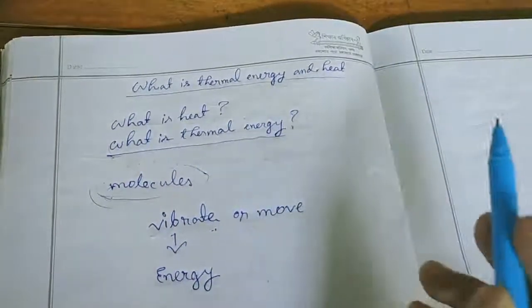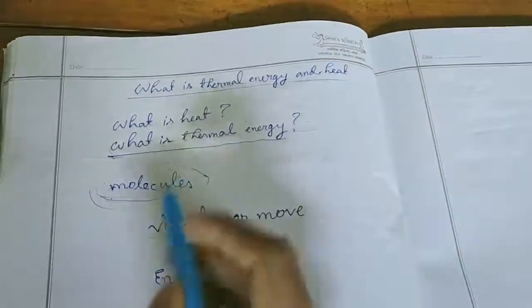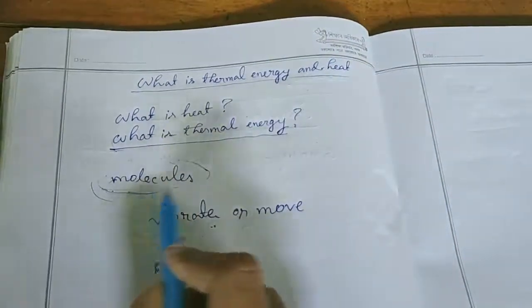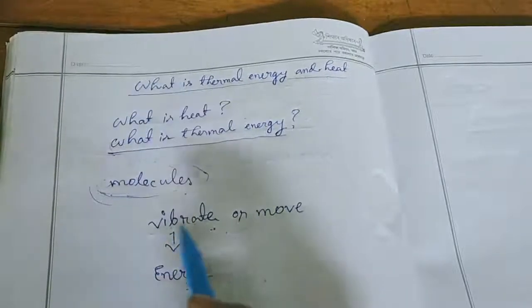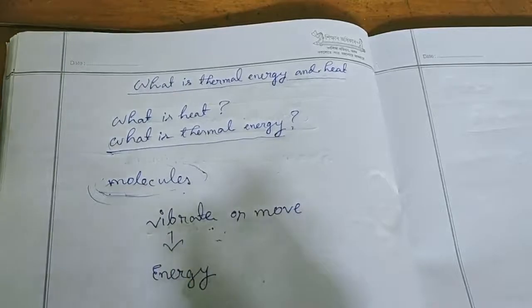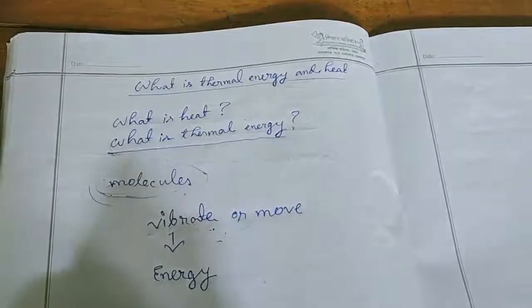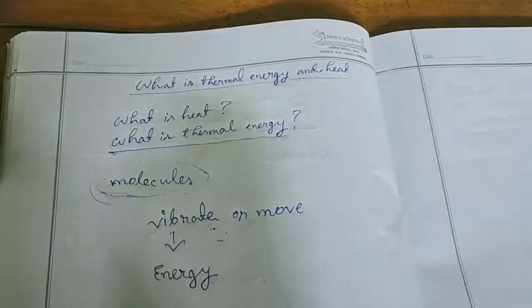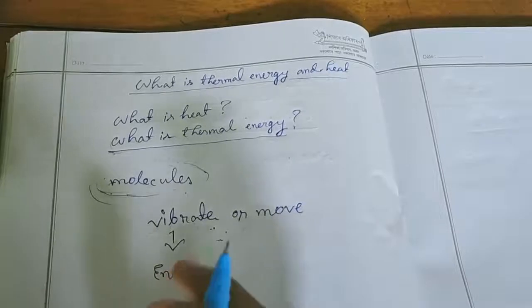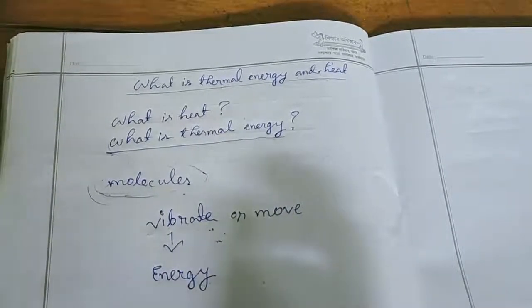Any type of matter is made up of small particles called molecules, and those molecules vibrate or move. Now they vibrate because they have energy. Now thermal energy is the sum of energy possessed by all the molecules in motion.